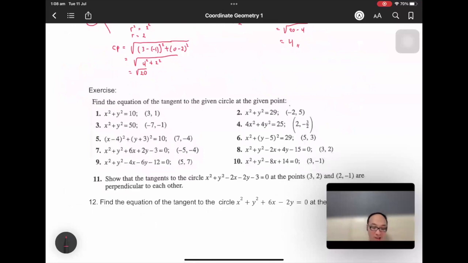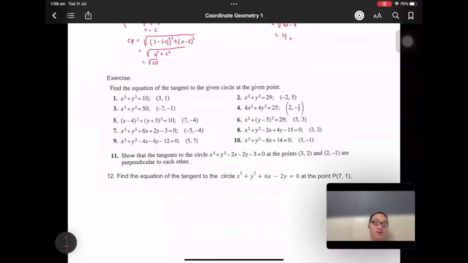This is the example for you also. Do it as your own practice.